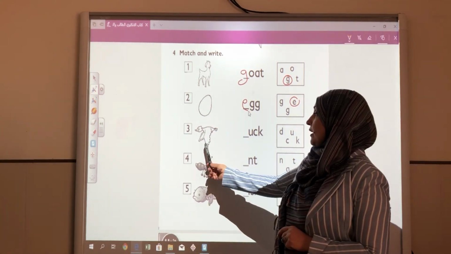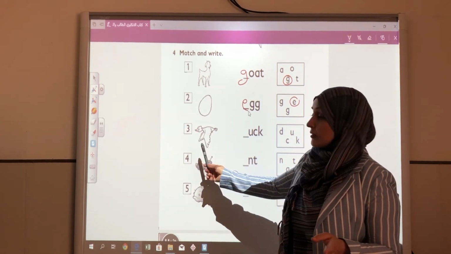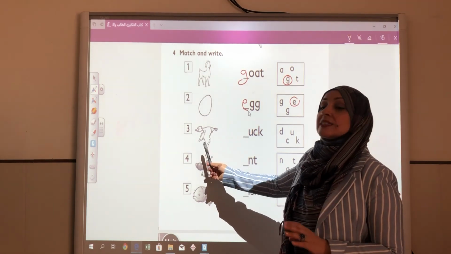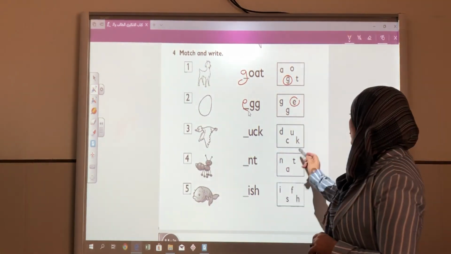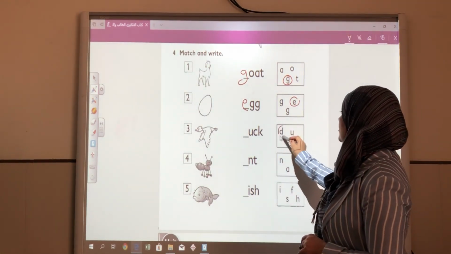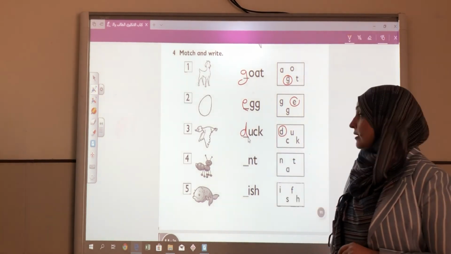Picture number three. What can you see? It's not a bird. It's a duck. Quack, quack. Duck start with letter D. Which one is D? This one. So right. D. Duck.